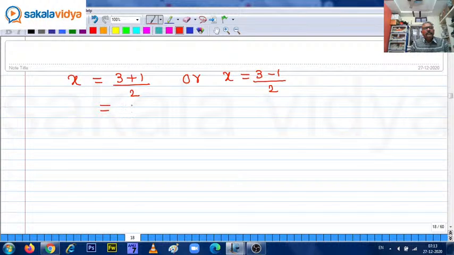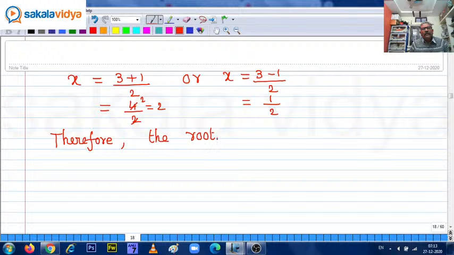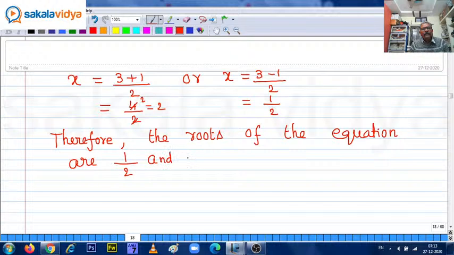Simple. 3 plus 1 is 4 upon 2. This is 2. And 3 minus 1 is 2 upon 2, that is 1. So therefore the roots of the equation are 1 and 2, no problem. Solved. Yes, Dhananjay.